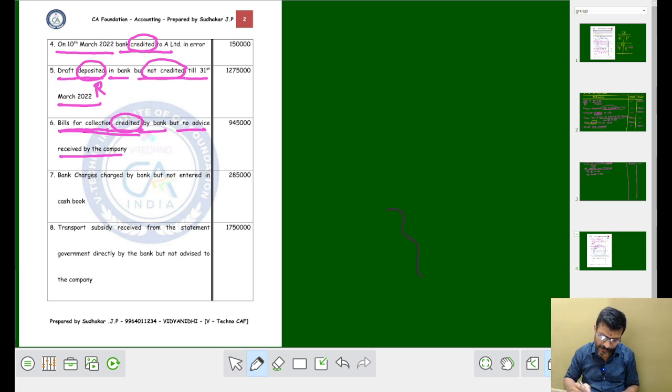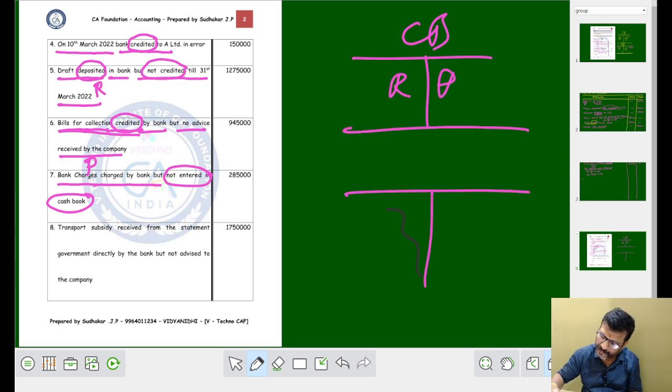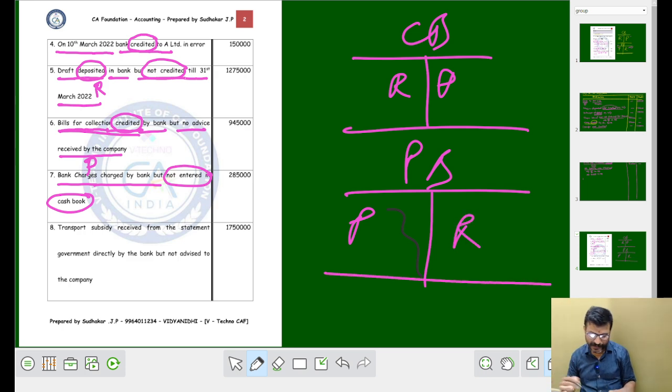The next, bank charges charged by the bank. What do you mean by bank charges, my dear kids? Payment. Not entered in cash book. Where it is not entered? In cash book it is not entered. Once again I write: cash book, debit receipt, credit payment; passbook, debit payment, credit receipt. See here, bank charges charged by bank.